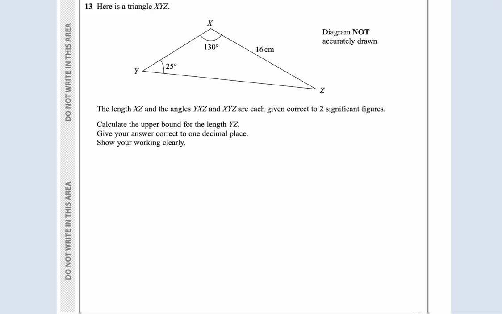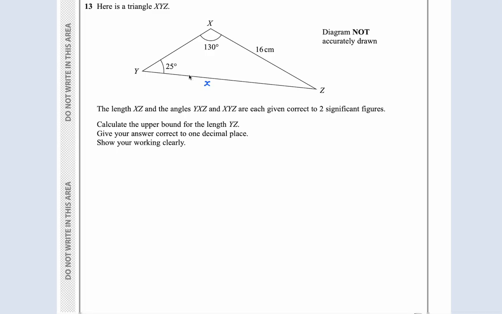Given a triangle XYZ, and we're given two angles and a side, and it says find the upper bound for YZ here. And it says that the two angles and the side have been given correct to two significant figures. So this is an upper and lower bound question. Now, by the way, guys, this is a very difficult upper and lower bound question, and I'll show you why. The first thing I want to consider is how am I going to get X?